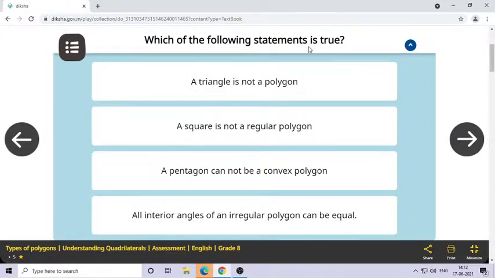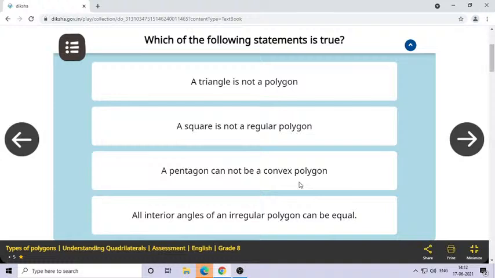Which of the following statement is true? Now all of you read the statements and tell me which statement is true here. Triangle is not a polygon. The first statement, is it true? First statement is false. Triangle is a polygon. So first statement is false, it is not true.